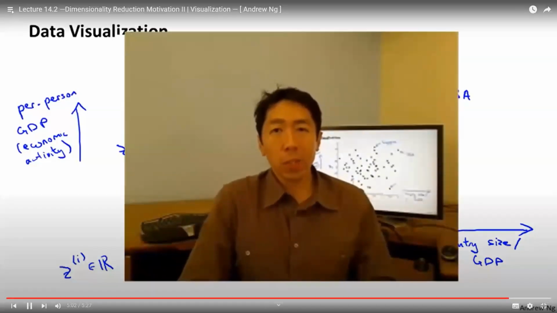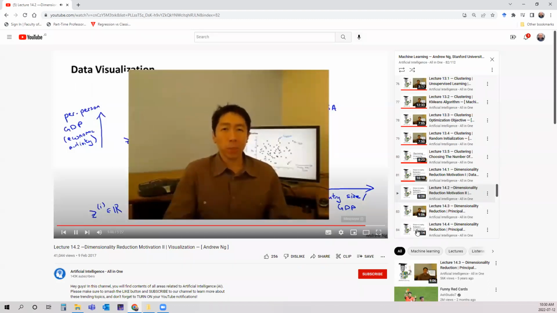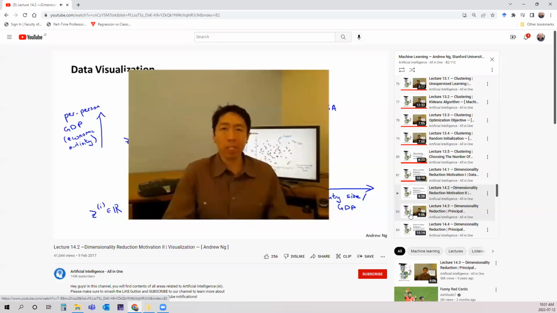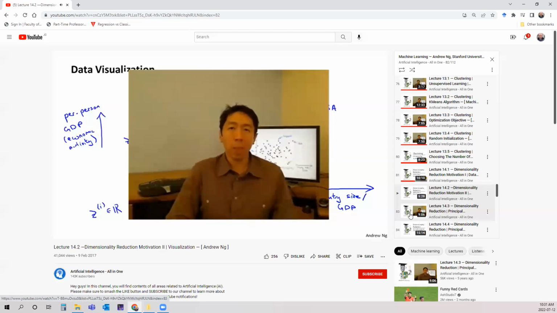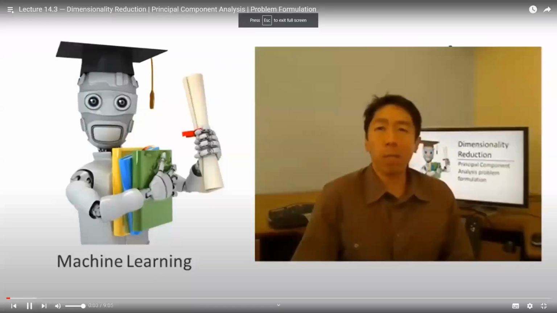So that's how you can use dimensionality reduction in order to reduce data from 50 dimensions or whatever down to 2 dimensions or maybe down to 3 dimensions, so that you can plot it and understand your data better. In the next video, we'll start to develop a specific algorithm called PCA, or Principal Components Analysis, for the problem of dimensionality reduction, by far the most popular.